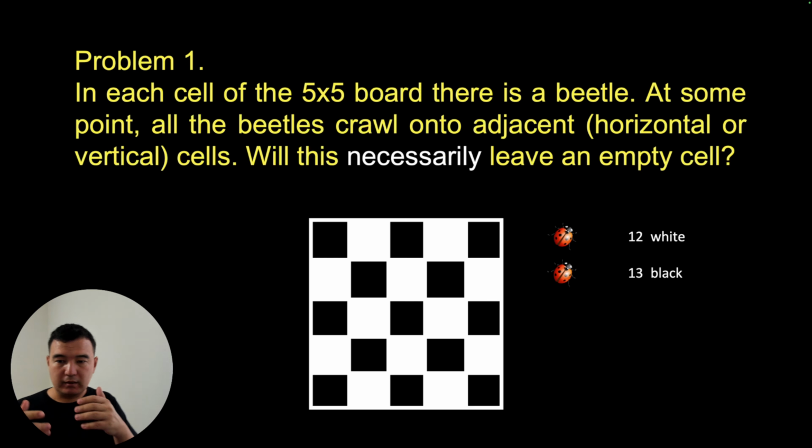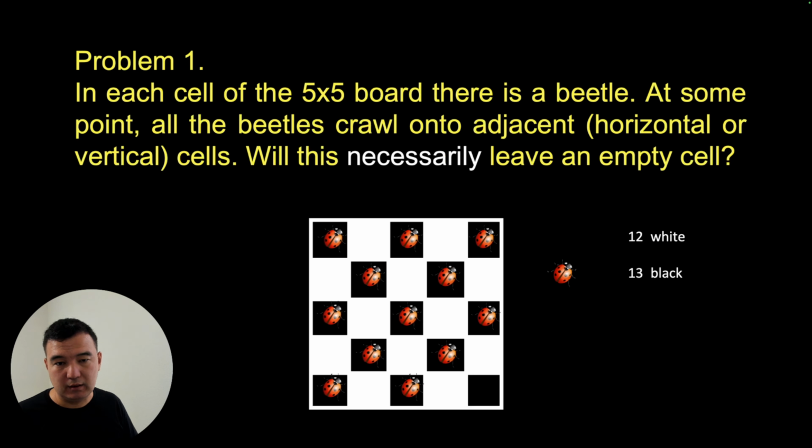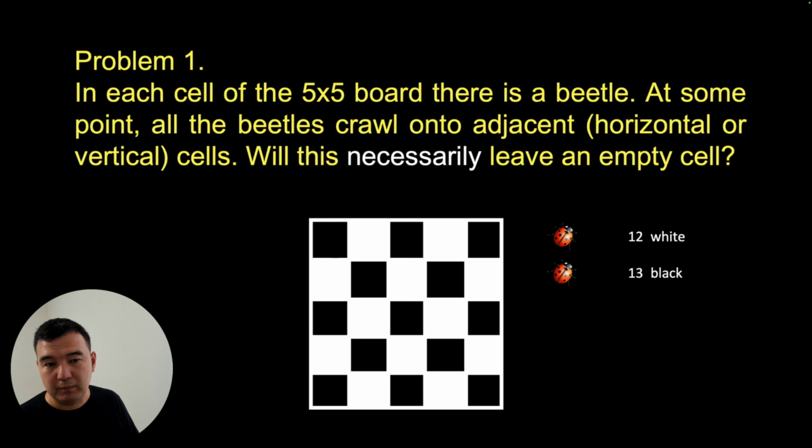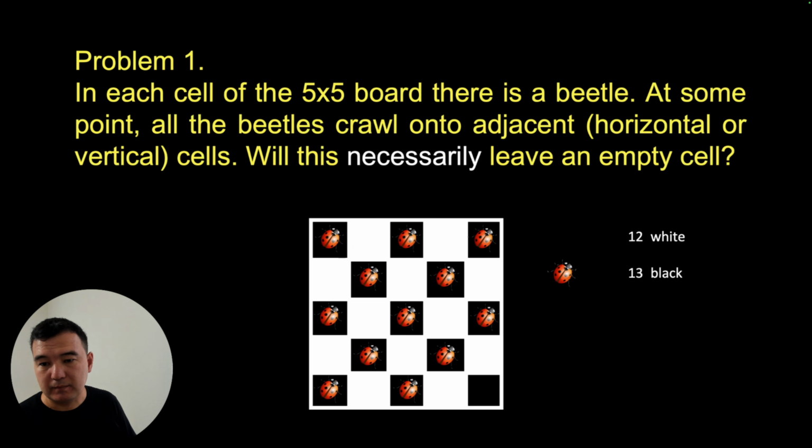So after this described random process in the problem happens, all 12 white beetles will move to black cells, right? So take this. These 12 white beetles will move to black cells. But the problem is the amount of black cells is 13. So only 12 white beetles will not be able to cover all of them. One of them is going to be empty anyways.